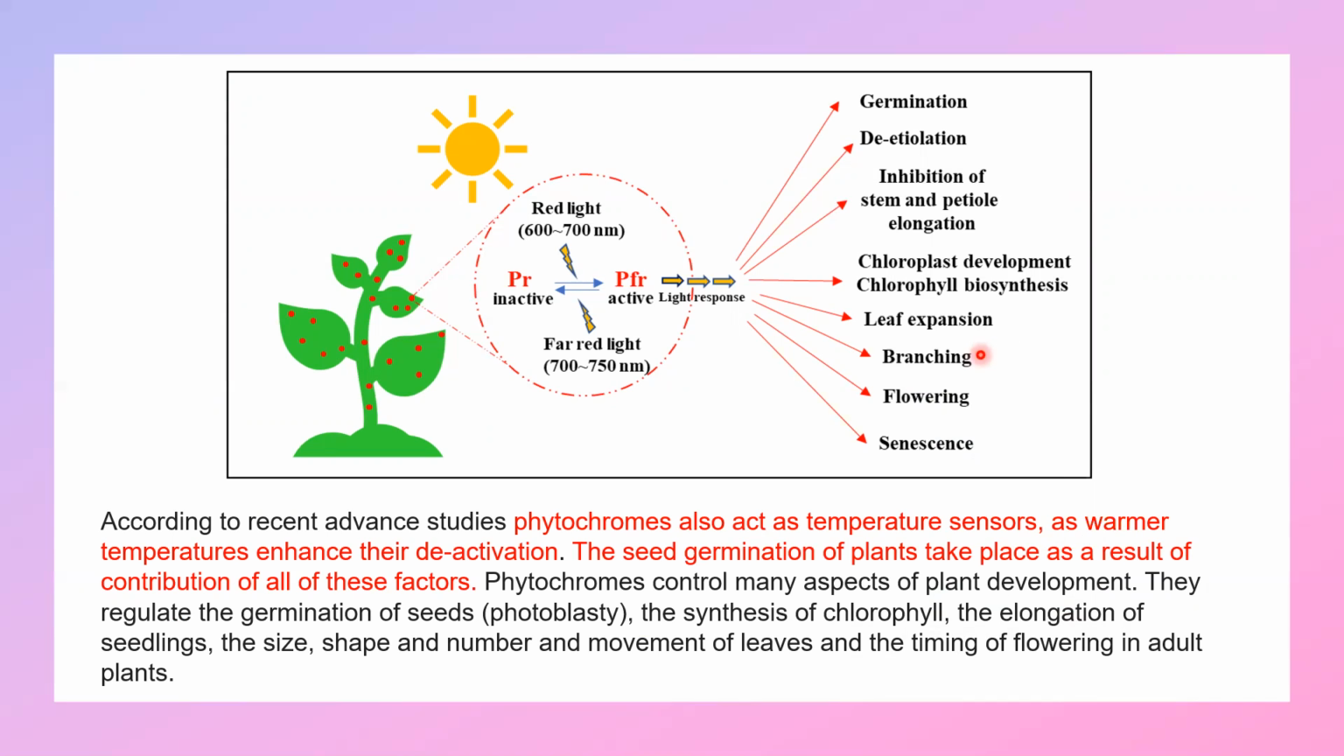Phytochrome also acts as a temperature sensor, as warmer temperature enhances its deactivation. And we know that phytochrome FR is the active form and it leads to the responses within the plants. The phytochrome FR leads to germination, de-etiolation, inhibition of stem and petiole elongation, chloroplast development, leaf expansion, branching, flowering, senescence. These are some of the responses listed due to the activity of phytochrome FR. Phytochromes control several aspects of plant development, which have been listed over here.